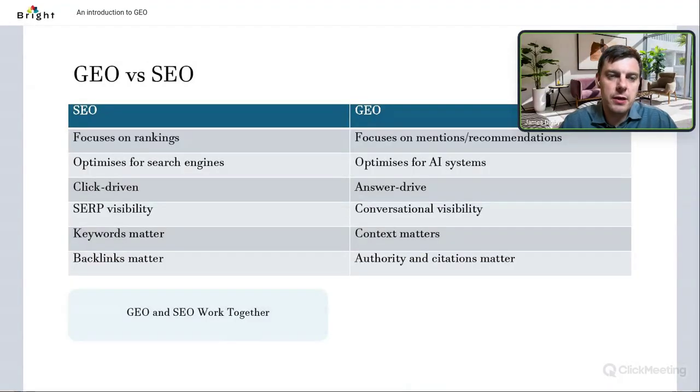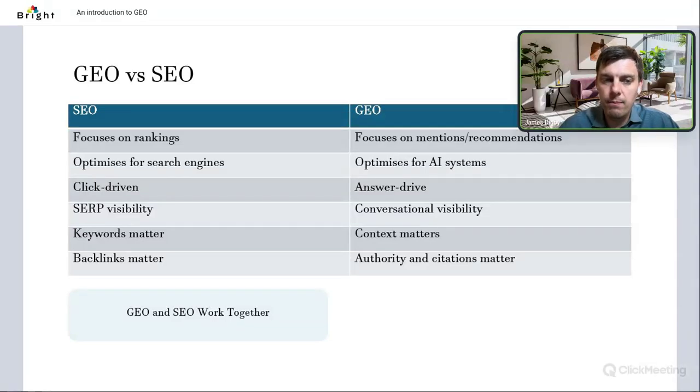So although I've put GEO versus SEO, GEO and SEO both work together. And I've said this a few times this afternoon, but if you were just to focus on one, I think you'd be kind of shooting yourself in the foot, really. But SEO and GEO, they do focus on different things. They optimize for different things. So whereas SEO is all about rankings, GEO, your metrics, your KPIs that you'd be setting yourself, they'd be more focused around mentions and recommendations within those generative platforms.